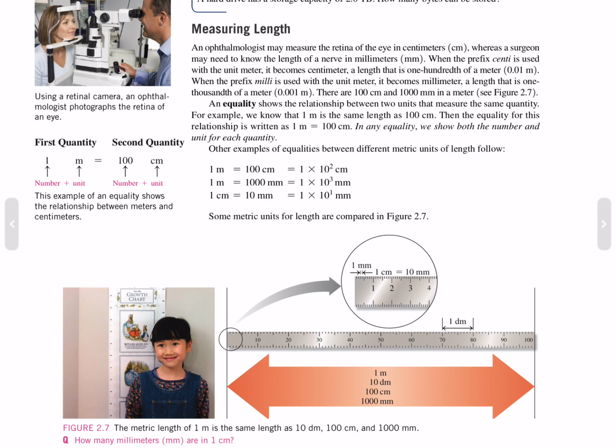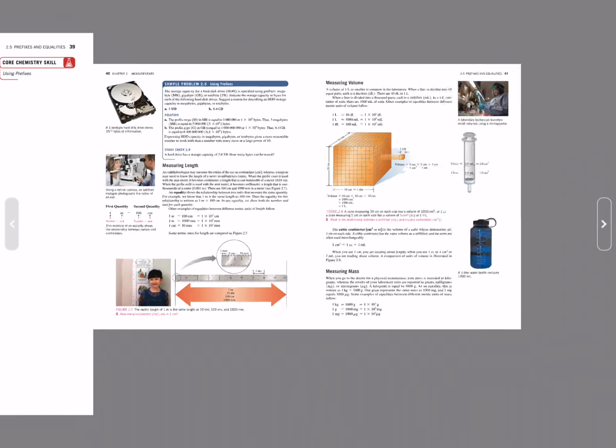An equality shows a relationship between units that measure the same quantity. For example, we know that 1 meter is equal to the same length as 100 centimeters. Then the equality for this relationship is written as 1 meter equals 100 centimeters. In any equality, we show both the number and the unit for each quantity. Other examples of equalities between different metric units of length follow. 1 meter is 100 centimeters, 1 meter is 1,000 millimeters, 1 centimeter is 10 millimeters.